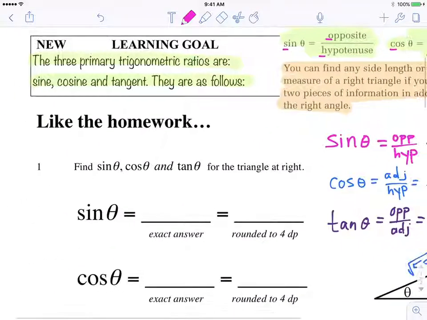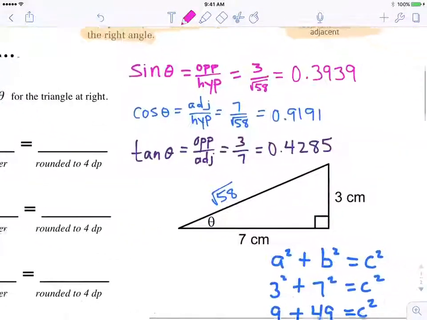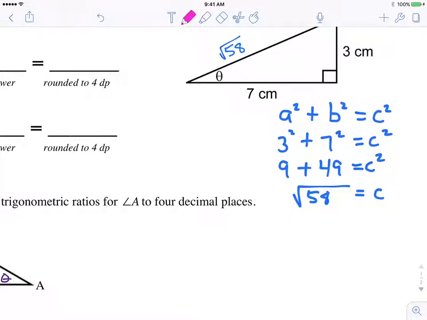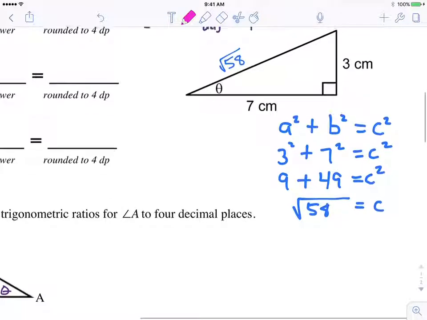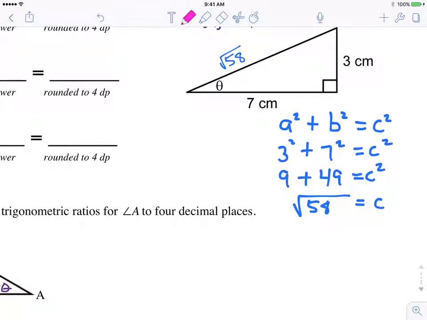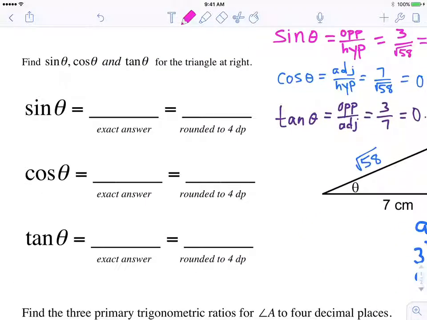And in this first part, like the homework, I'm asking you to find the sine, cos, and tan for that triangle at right. So here's the triangle. The first thing I went ahead and did was use the Pythagorean theorem to determine the length of the hypotenuse, and I left it as an exact answer. So the square root of 58. If you do this properly, you get the square root of 58 for the hypotenuse. And then for each of the primary trigonometric ratios, here it asks for an exact answer and then rounded to 4 decimal places for each.